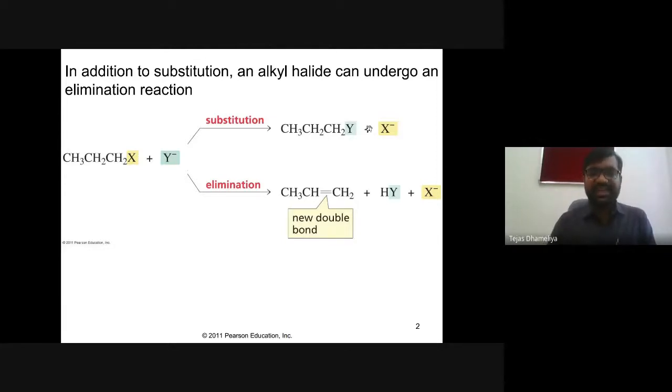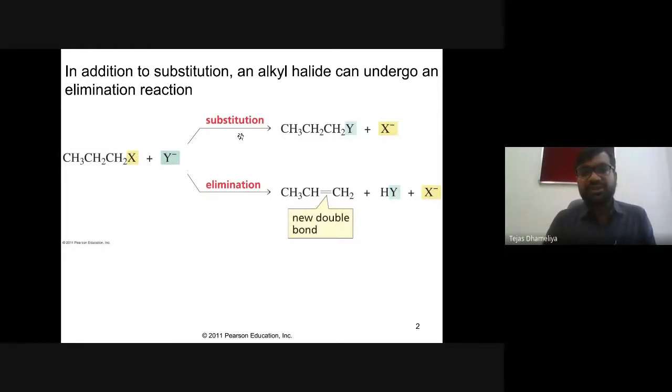Another is this elimination reaction. Elimination reaction is totally opposite to substitution, in which there shall be elimination of halogen. Not only that, but also the adjacent carbon will lose the hydrogen. Once this adjacent carbon loses the hydrogen, it will form HX, or it may form HY and X minus. So the products formed are totally different in case of substitution compared to elimination.